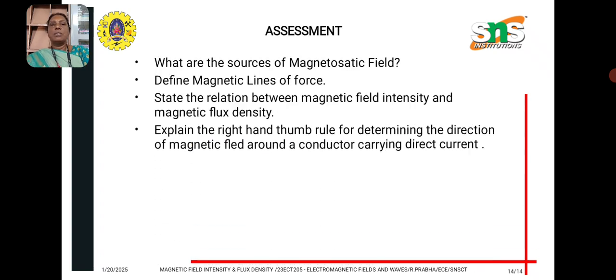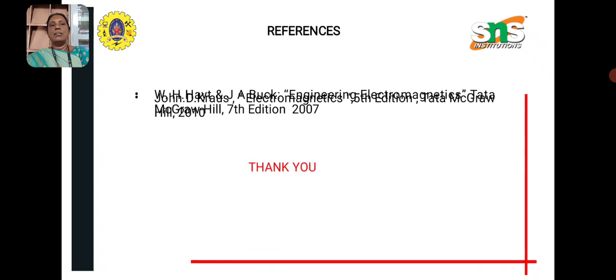Now the assessment questions. The sources of magnetic field, we have seen the three sources. The magnetic lines of force, that is the flux lines, we have also seen. The relationship between magnetic flux density and field intensity is B is equal to mu H, and we also know the right hand thumb rule for determining the magnetic field direction around a current carrying conductor having DC current.